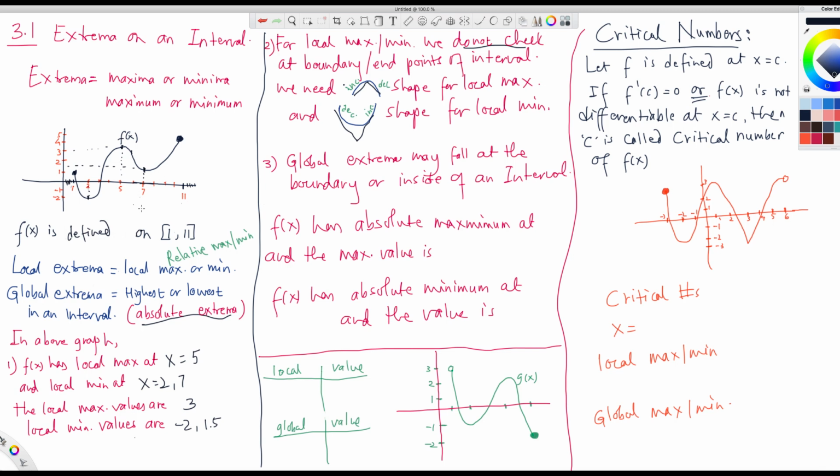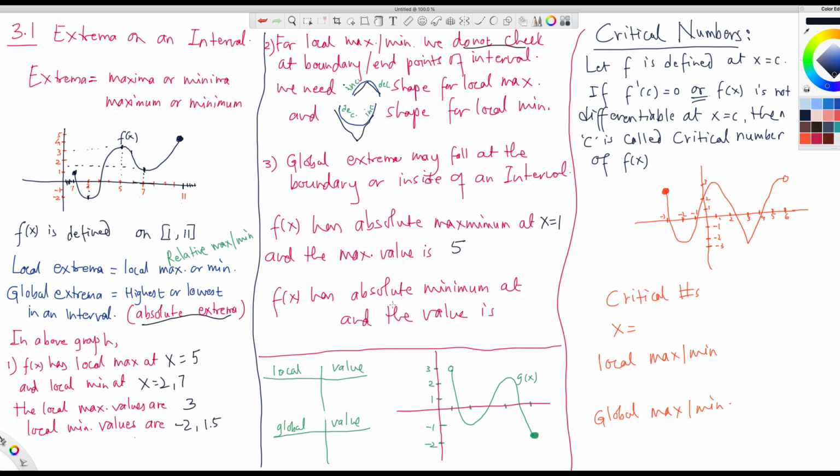Okay, let us see that example. f(x) has an absolute maximum at x equals 11, right? Because this is the highest point. At 11 f(x) has the absolute max or the global max, and the maximum value at that point looks like 5, right? It is 5. We look at the y value or the height for the value.